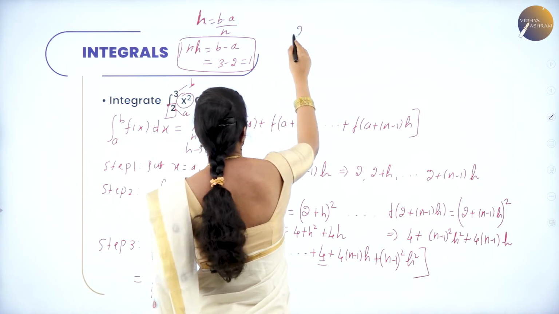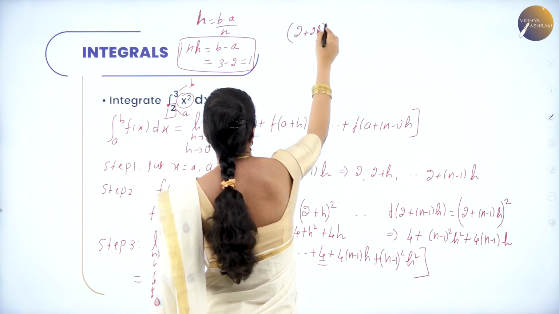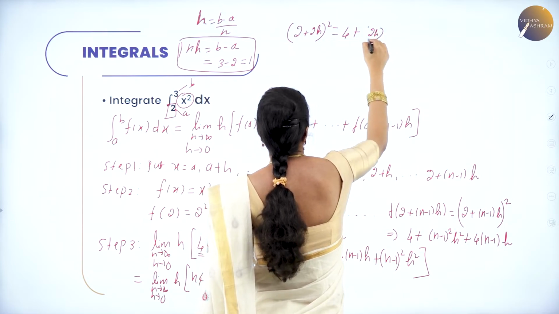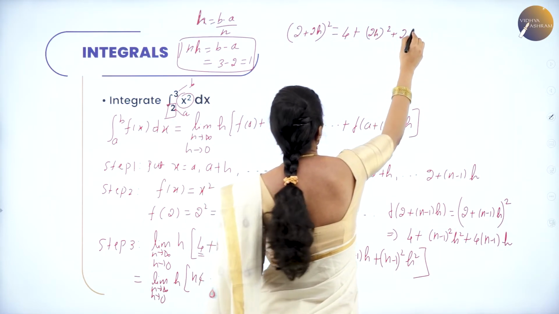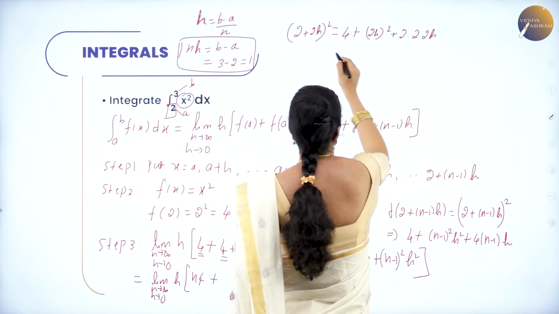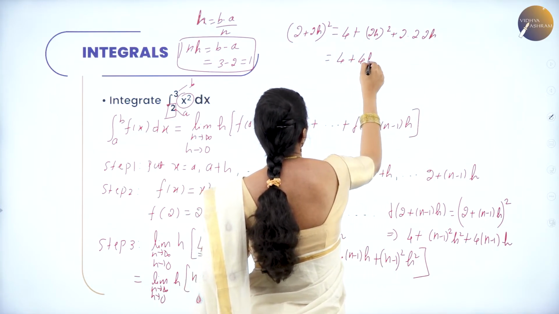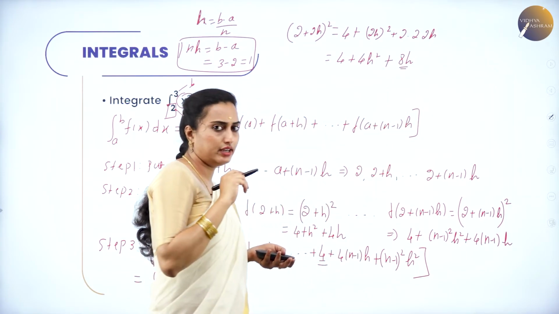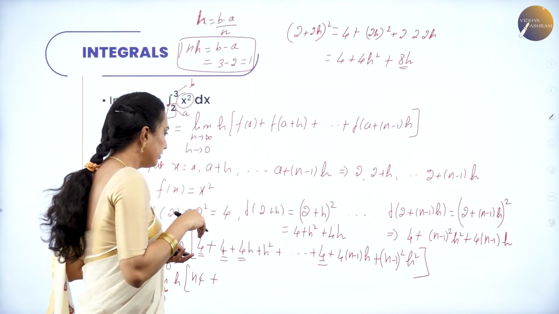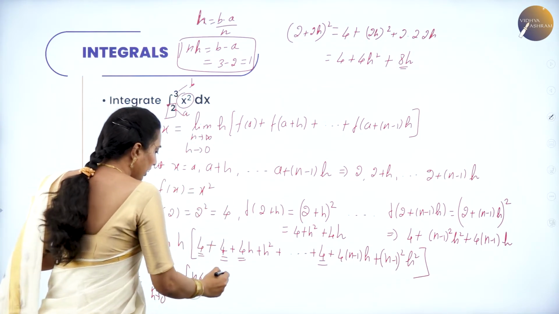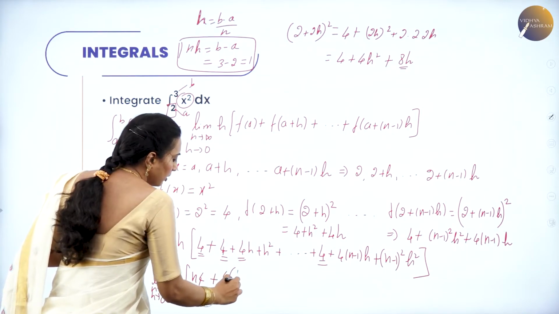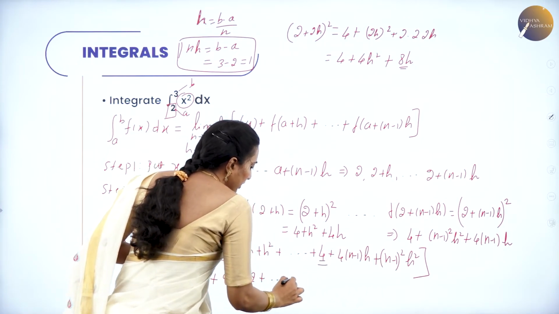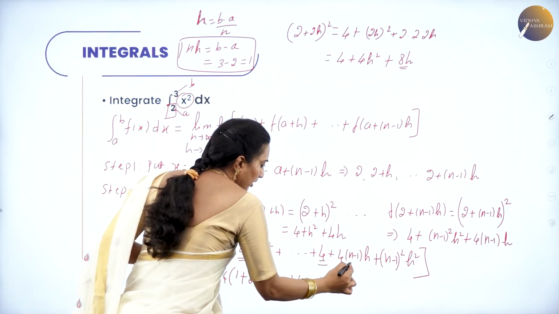See, if you want, you can expand 2 plus 2h whole square, which is nothing but 4 plus 2h whole square plus 2 into 2h, right? So which you are getting as 4 plus 4h squared plus 8h, right? See, you are going to get 8h there. So therefore I can have here, if I take 4 common factor, you are getting 1 plus 2 plus 3 plus etc., plus n minus 1. See here n minus 1.